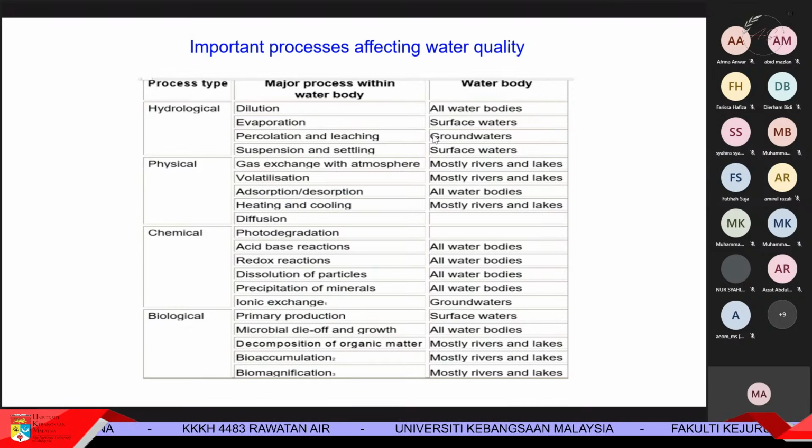Okay, physical: gas exchange with atmosphere, mostly rivers and lakes; volatilization, mostly rivers and lakes; absorption and desorption. These are the processes that you can have a look at if you want to understand more about the chemicals or the other parameters that affect the source of water that you choose for your treatment plant.